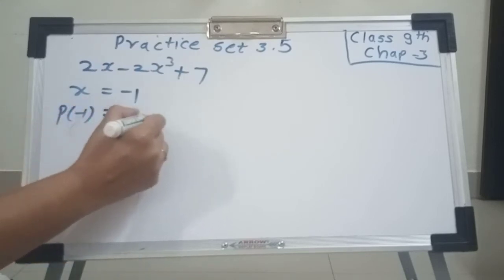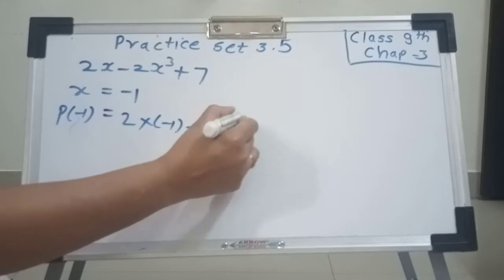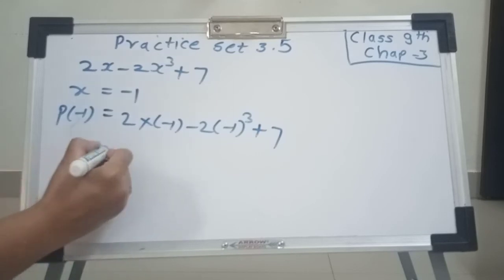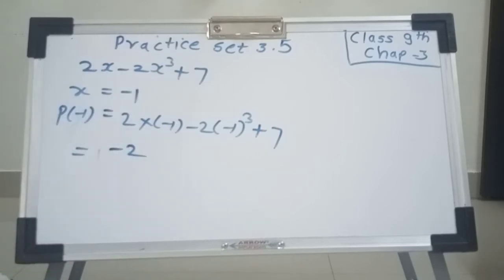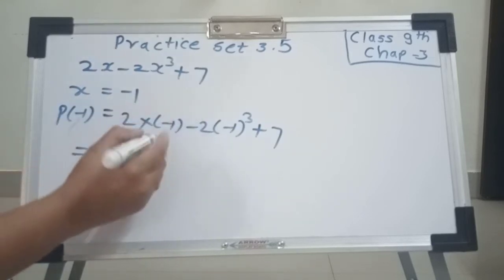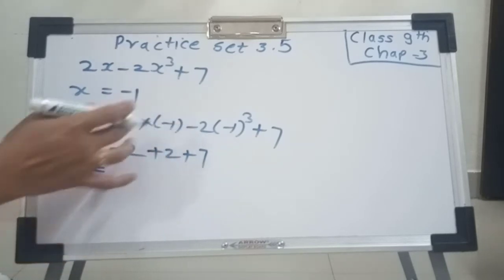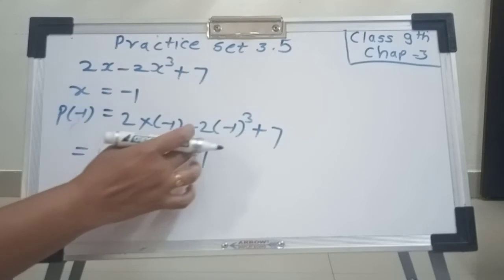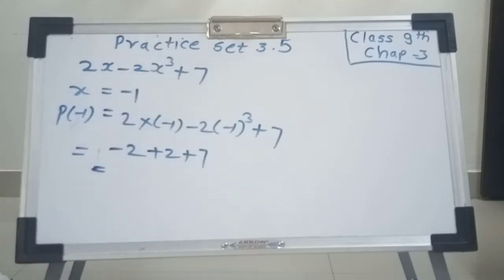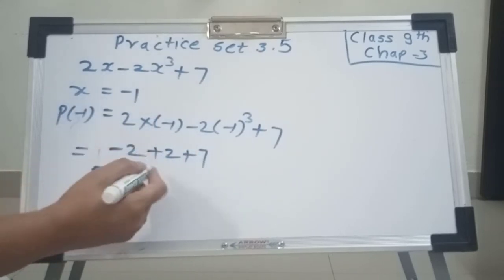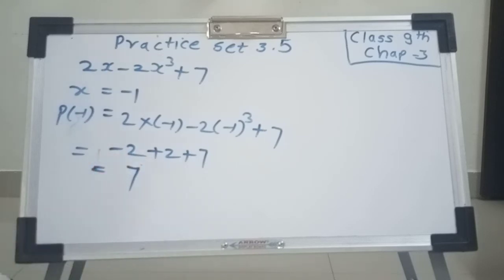2 into minus 1 minus 2 into minus 1 cube plus 7. 2 into minus 1, 2 into minus 1 minus 2. Minus 2 into minus 1 cube minus 1. Minus 1 into minus 2 plus 2 plus 7. Okay. 2 into minus 1 minus 2. Here 2 minus 2 into minus 1 cube minus 1. Minus 1 into minus 2. Minus 2 into minus 1 plus 2, and here plus 7. 2 minus 2 is 0. And our answer is 7. Okay.